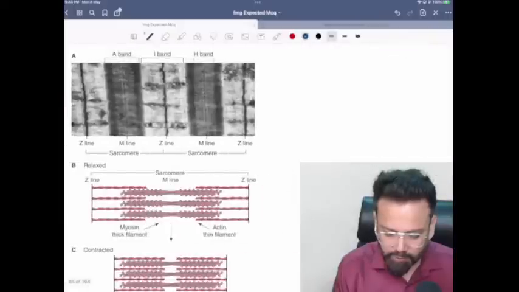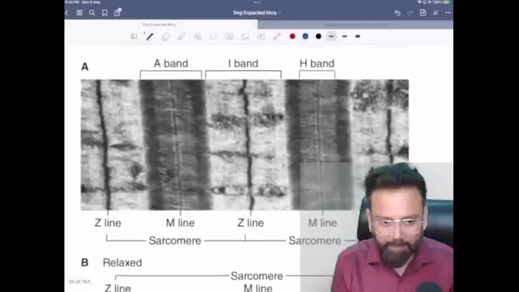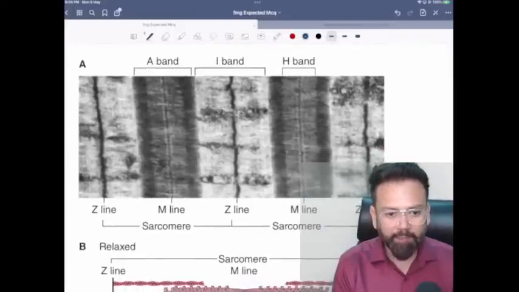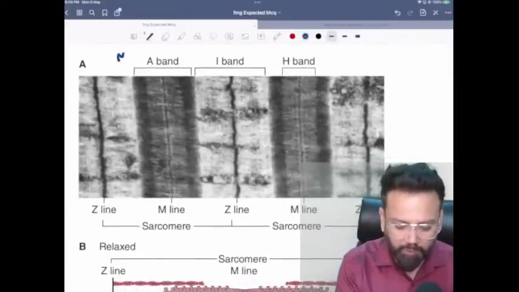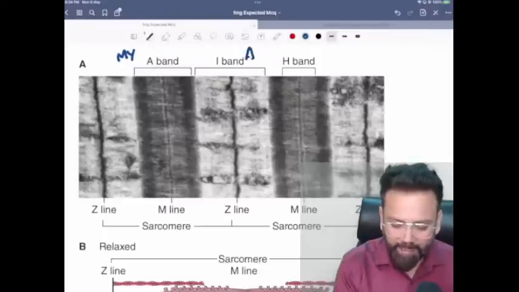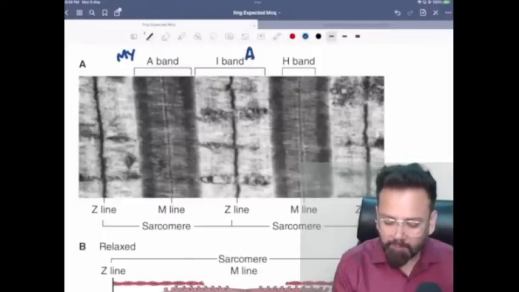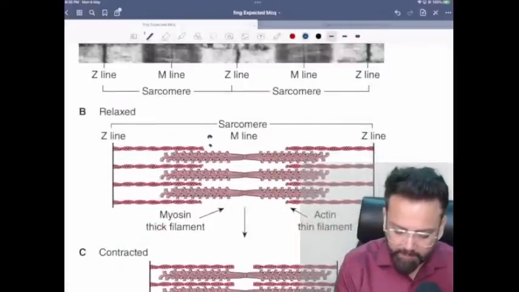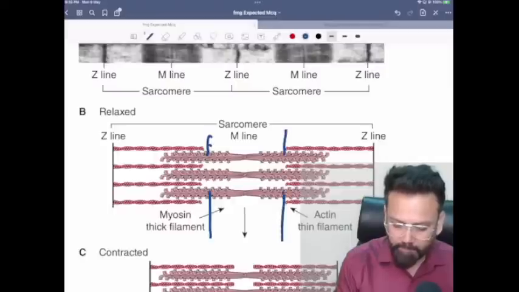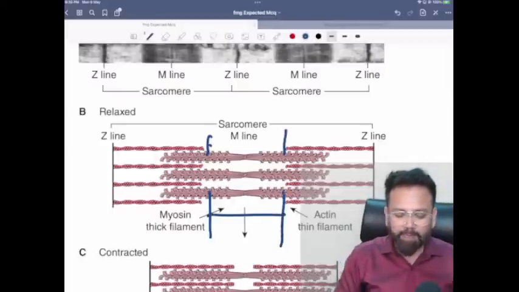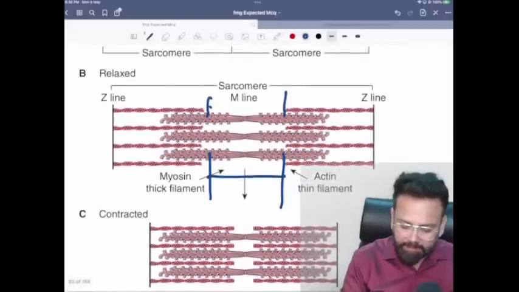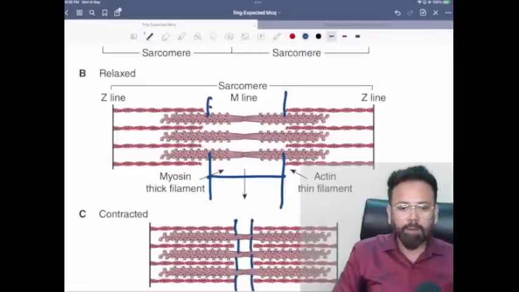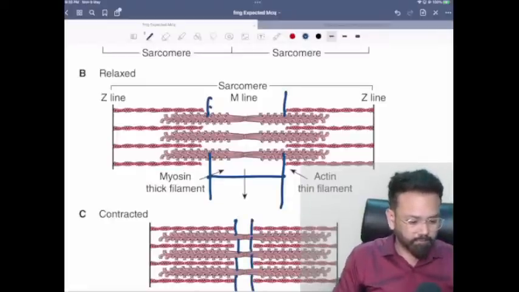Next question. You can see this is the A band. The A band is formed by myosin mainly. The I band is formed by actin, and the H band is the area which is not covered by actin. This area is the H band. It will decrease as contraction happens. Which band decreases? H band. This is the band.